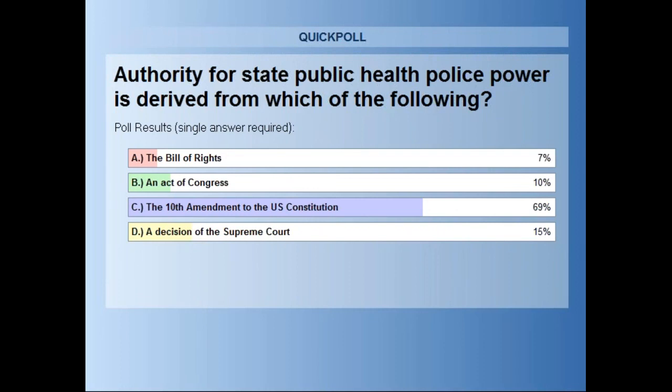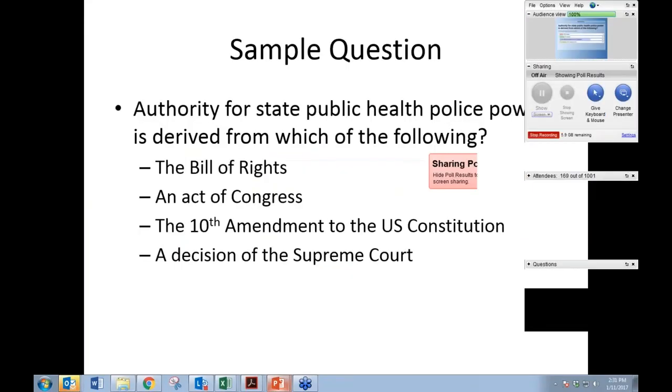Okay. Yes. So again, you knew that or you're paying attention. It is the 10th Amendment that spells out the powers that are reserved to the states, or by not saying what powers belong to the feds, everything else is reserved to the states, and health is one of those powers reserved to the states. And that's where we derive police power. The Jacobson versus Massachusetts case confirmed the police power of the states, but it did not create that. So this is good. Good answer.